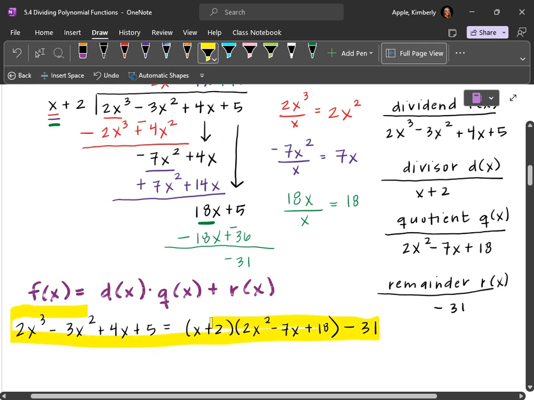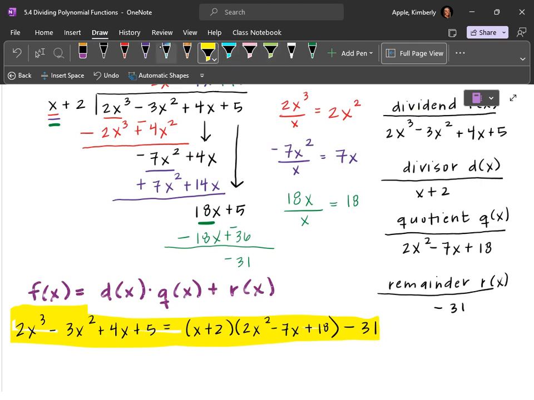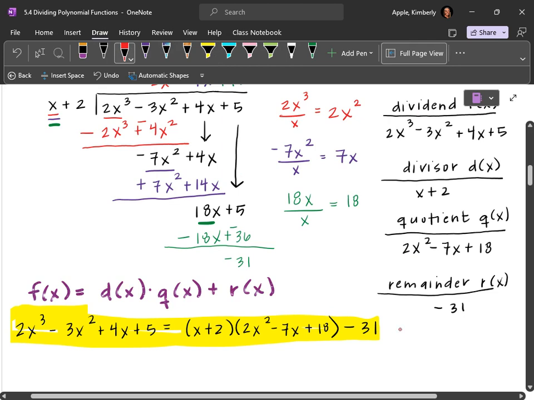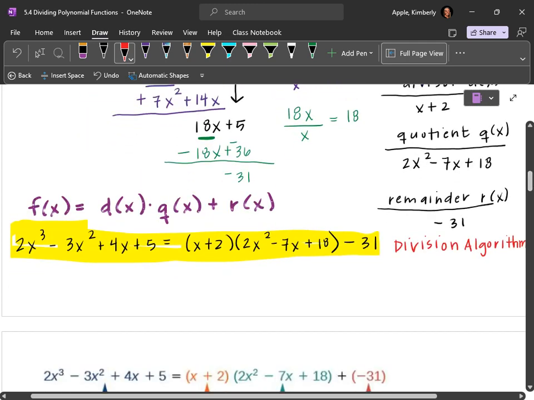And so there's that. And this is how I'll want to see your answers written, unless I specify otherwise. This is the answer written with the division algorithm. And then I'm going to show you one other way to write it. And then let's see another way to write the answer here.